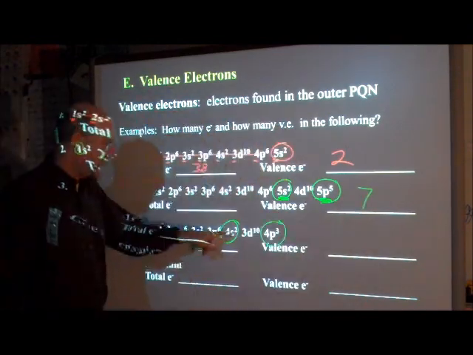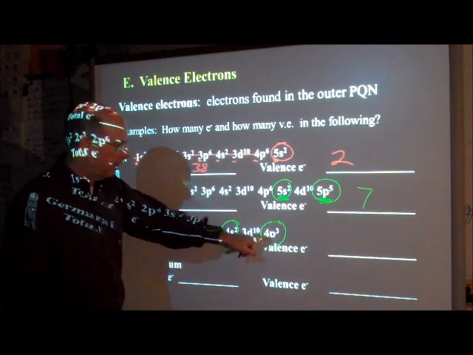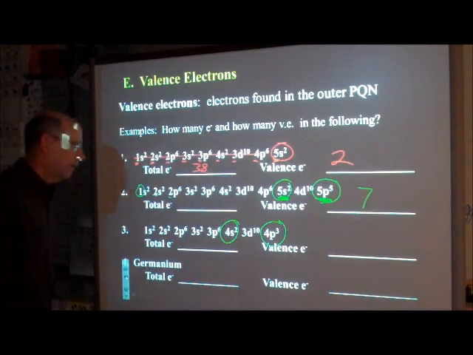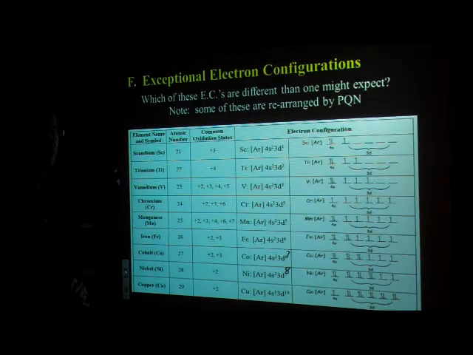The s sublevel contains 2 electrons. And the p sublevel contains 3. 2 plus 3 is 5. 5 valence electrons. Exceptional electron configurations.